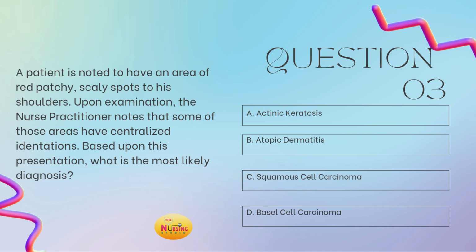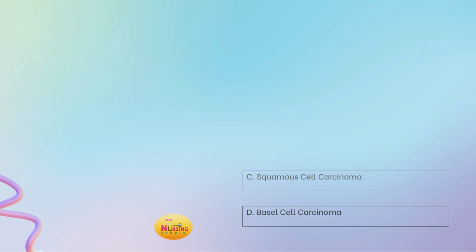But also know your terms. B, atopic dermatitis is what, y'all? That's eczema, right? Although eczema may be dry, scaly, this is not eczema. You don't have the centralized indentations, and they're more like dry and flaky versus scaly. Scaly and plaques is more psoriasis, and like we talked about, actinic keratosis as well. Even though it's a precursor, it may have those red patchy scaly spots, but not the centralized indentation. So C is your best answer.